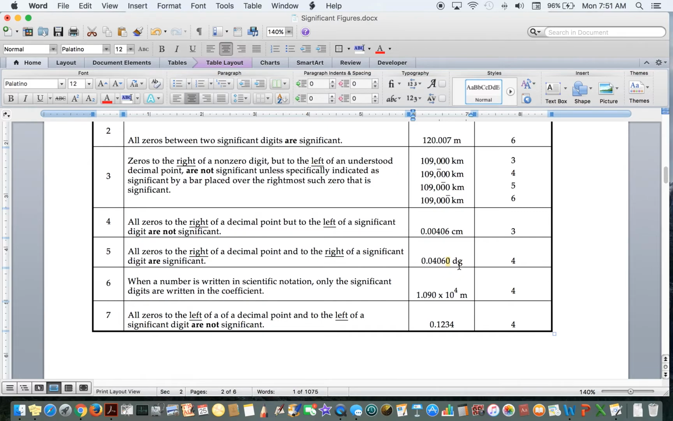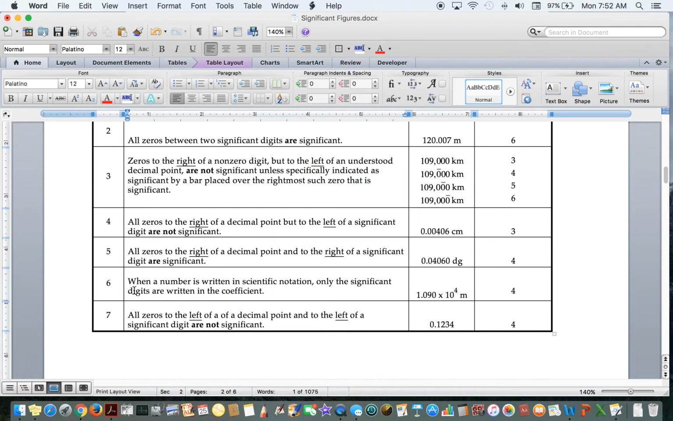So we can go back and look at these. This first 0 is not significant according to rule 4. The 4 is significant according to rule 1. The 0 is significant according to rule 2. The 6 is significant according to rule 1. And then finally, this 0 now is significant according to rule 5. So anytime you have a number with a decimal point and numbers to the right of that decimal point, if it ends in 0, that 0 is considered to be significant or part of the measurement.